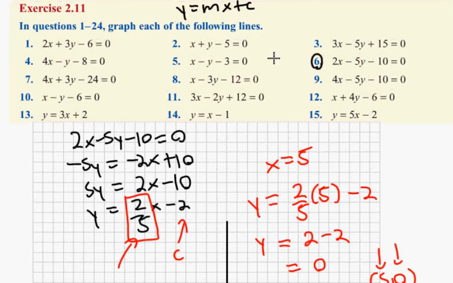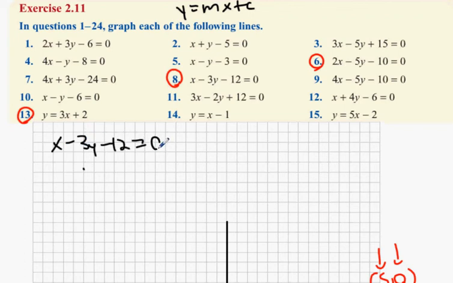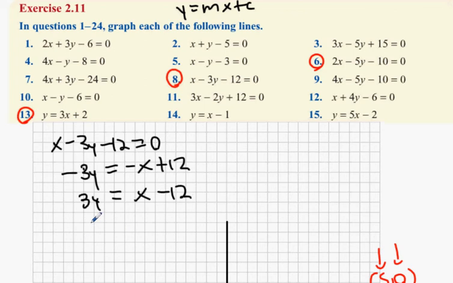I'll try out question 8 as an example. Now, in question 8, the same theory applies. Then I'll do one like question 13, which would be really easy. So here's what we're going to do, guys. X minus 3y minus 12 equals 0. Get y on its own. Minus 3y equals minus x plus 12. Multiply both sides by minus 1. Divide both sides by 3. And what happens next? Y equals, now I'm changing that to a third x. Is x over 3 the same thing as a third x? Okay, minus 4.